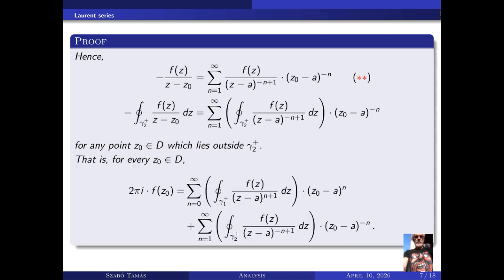Combining the two parts, we conclude that for every z0 in D, 2 pi i times f of z0 equals the sum from n equals 0 to infinity of the contour integral over gamma 1 plus of f of z divided by (z minus a) to the power n plus 1 dz times (z0 minus a) to the n, plus the sum from n equals 1 to infinity of the contour integral over gamma 2 plus of f of z divided by (z minus a) to the power minus n plus 1 dz times (z0 minus a) to the power minus n.